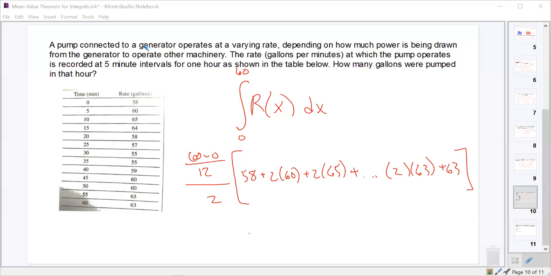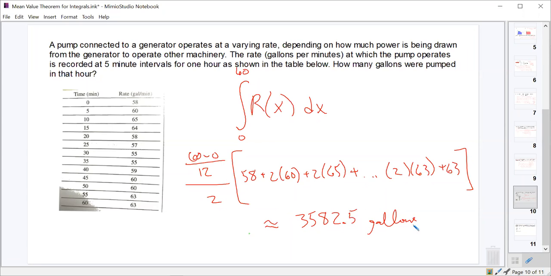Anybody got a number for that or no? Anybody? I don't know if it's right, but I got 3,582.5. Yeah, that's what I got too. Pretty good. I didn't know if it was right either.